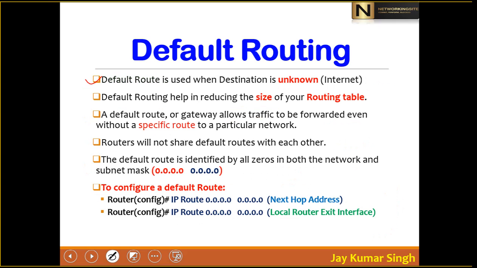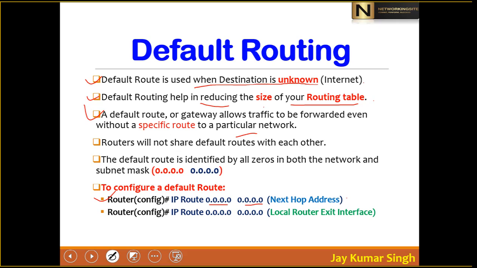Now a default route is used when the destination is unknown, like the internet. Default routing helps in reducing the size of the routing table. In default routing, you will not find any kind of detailed routing table. A default route or gateway allows traffic to be forwarded without a specific route to a particular network. Whatever data is coming, it will be forwarded.